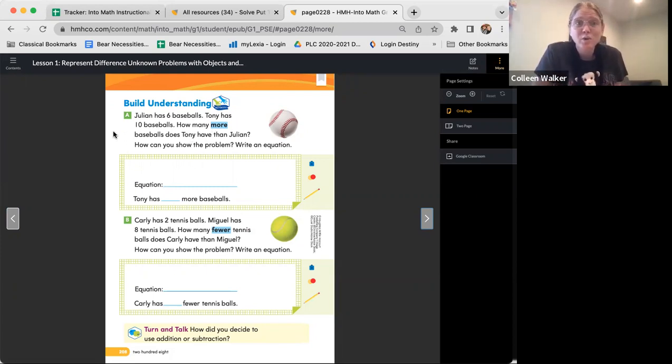So friends, let's do our CUBE strategy where we circle, we underline, and we box. So go ahead and pause and do it with your homeschool teacher. You can unpause when you're all ready to go. Welcome back. You should have circled the 6, circled the 10. Great job. Underlined how many more baseballs does Tony have than Julian?